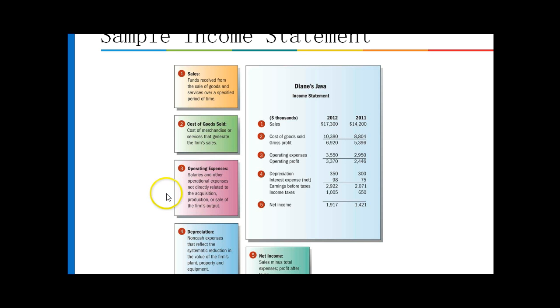Operating expenses are going to include the salaries and wages and all of those things that actually are needed to run the organization.